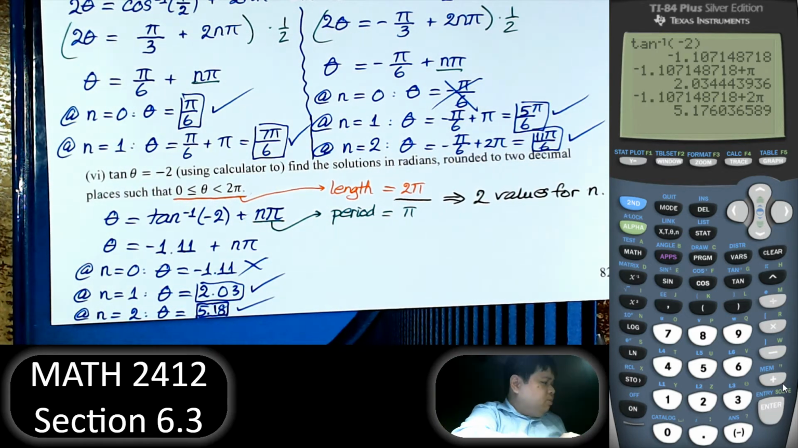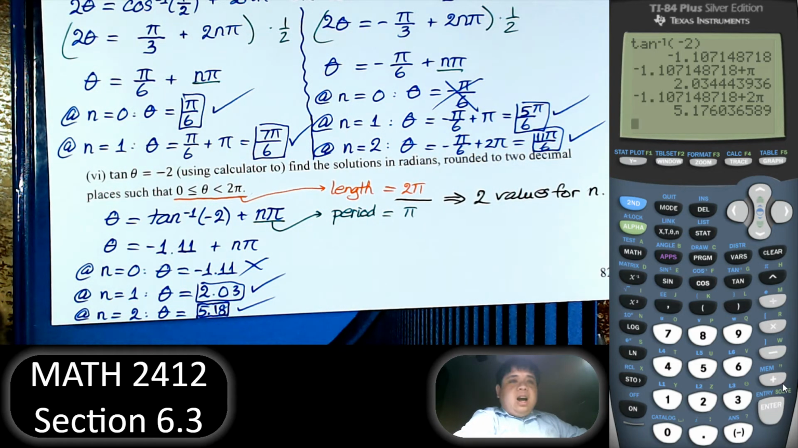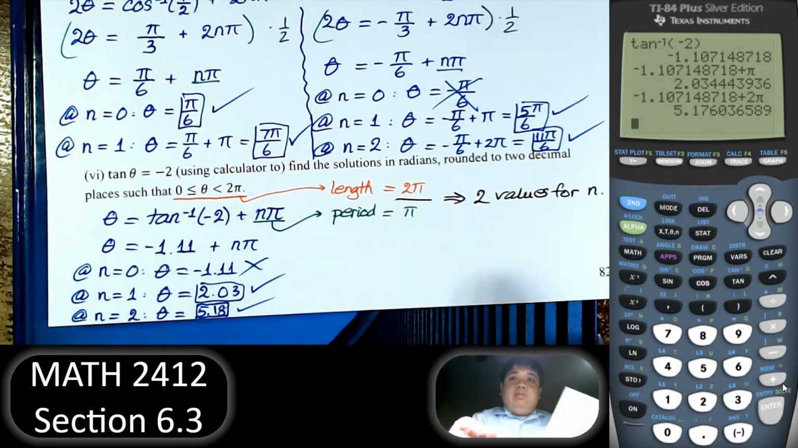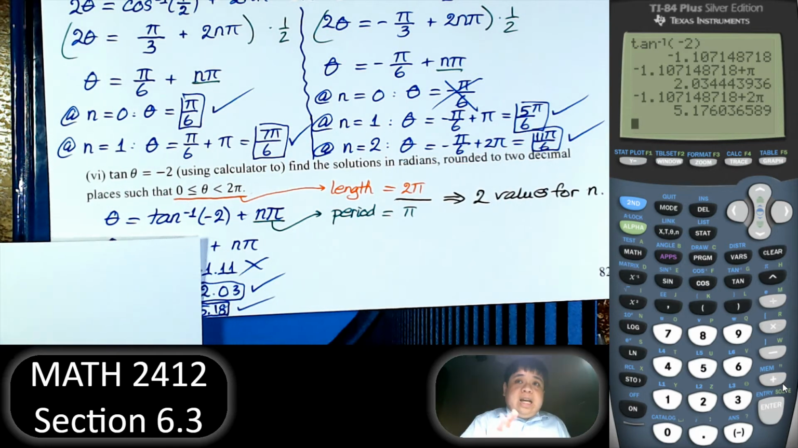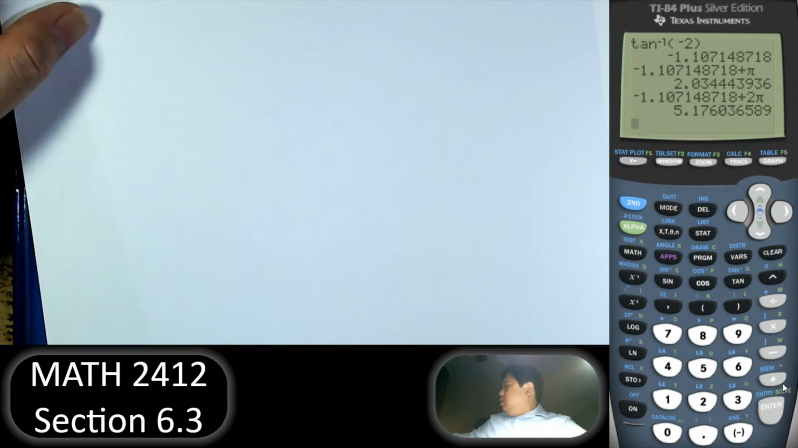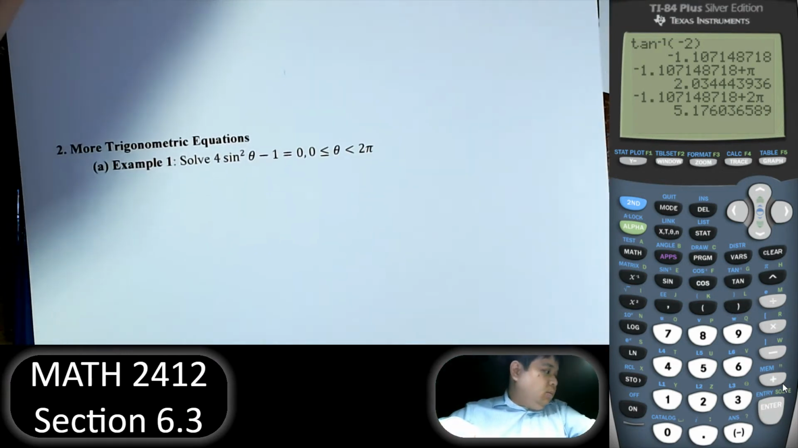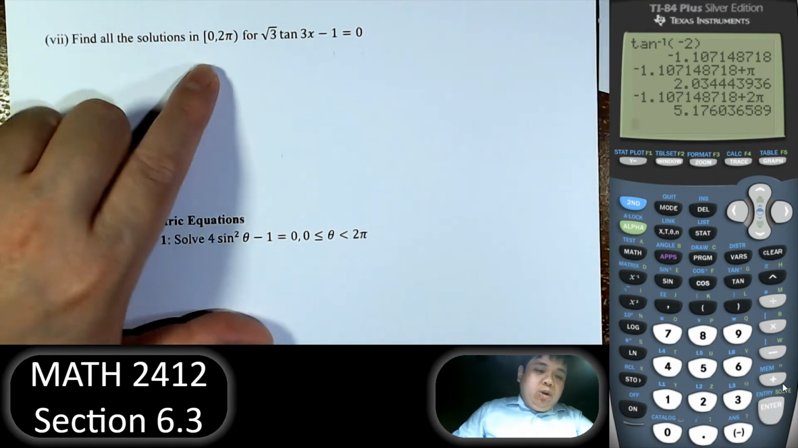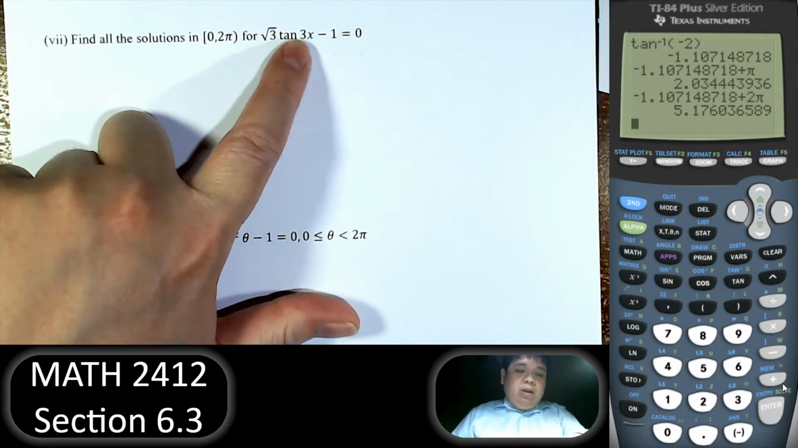Right, so sine, cosine, and tangent have different periods. Sine has a period of 2 pi, plus 2n pi. Cosine is the same, plus 2n pi. And tangent has nothing but plus n pi. Right, now find the solution from 0 to pi of this.